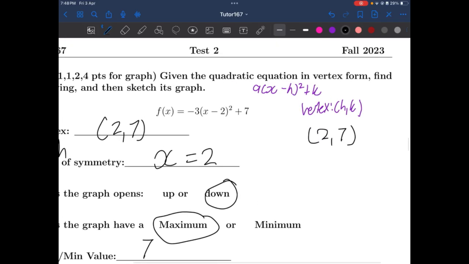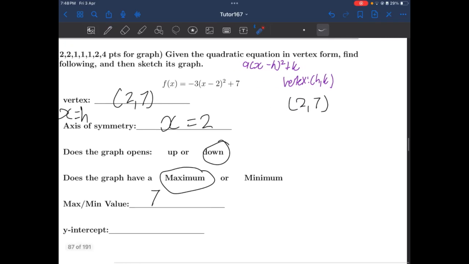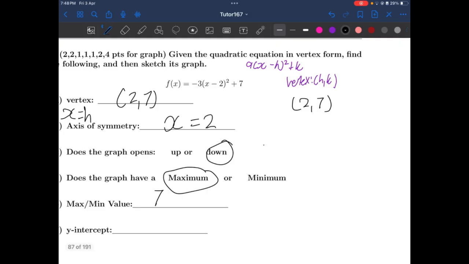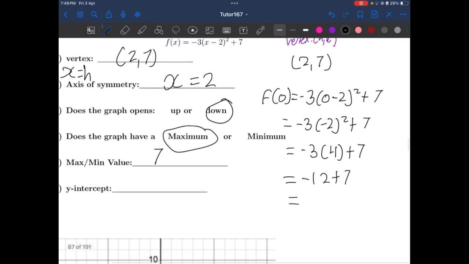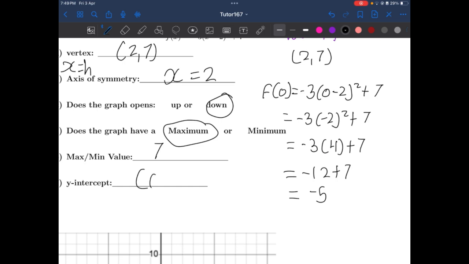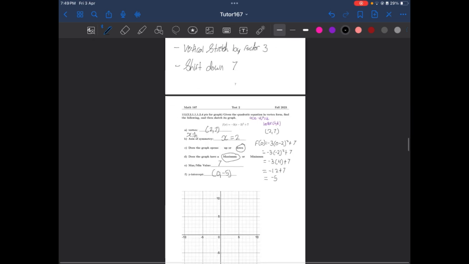To find our y-intercept, all you have to do is substitute 0 for x and then solve for f of x. So we have f of 0 is equal to negative 3 times (0 minus 2) squared plus 7. That's equal to negative 3 times negative 2 squared plus 7, which is negative 3 times 4 plus 7. That's equal to negative 12 plus 7, which is equal to negative 5. So our y-intercept: x is 0, and y is negative 5, right?